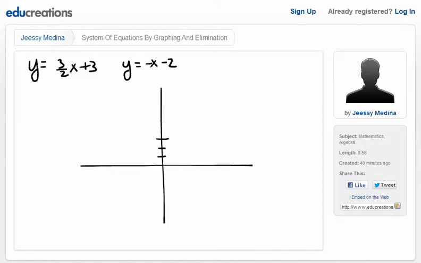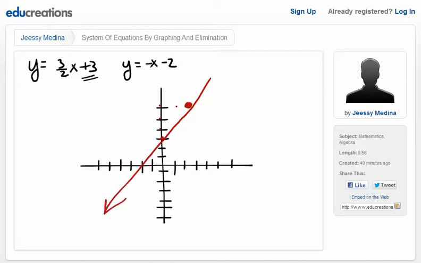So, let me see, 1, 2, 3, 4, 5, 6, in each direction. So, the intercept is 3, 1, 2, 3, right there, and then 3 over 2, so 1, 2, 3, 1, 2, so this right here, right? It's supposed to go over that one. Pretend it went through that point, okay? And then the other one has an intercept of negative 2, and it's a negative 1 slope, so 1 over 1, right? But instead we go this way. There you go. And where do they intersect? Right here. And that point happens to be negative 2, 0.